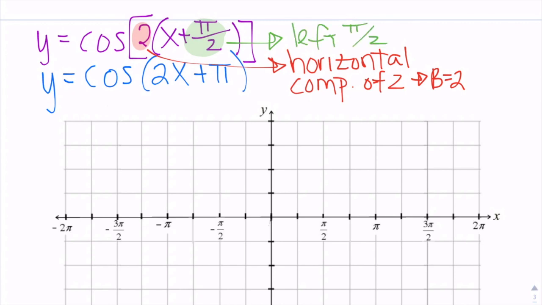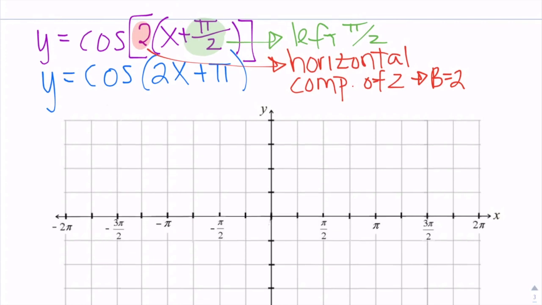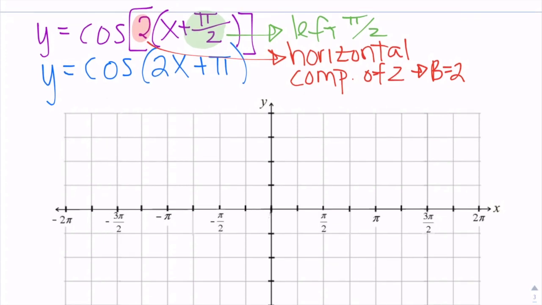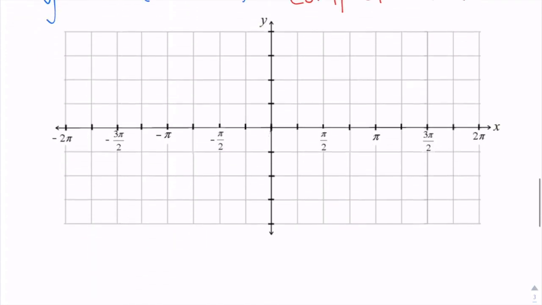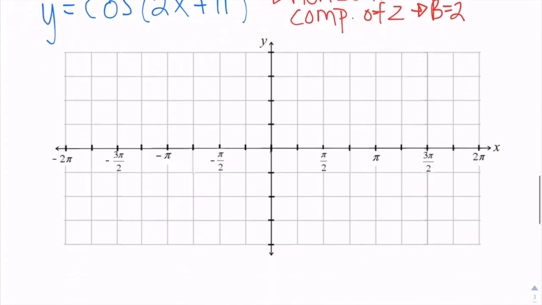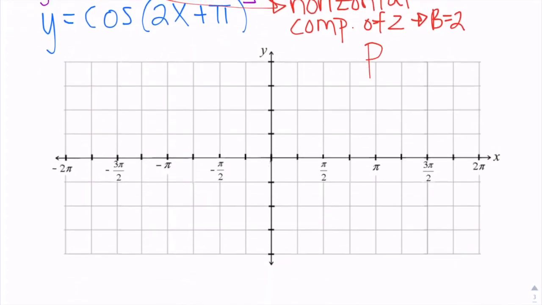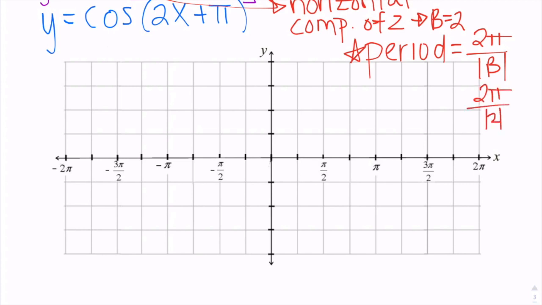Alright, so now if we go back to that b value, our b value is important because we have our period. To find your period, make sure you know this, your period is equal to 2 pi divided by the absolute value of your b value. In this case, it's going to be 2 pi divided by the absolute value of 2, which is pi. So our period here is only pi.